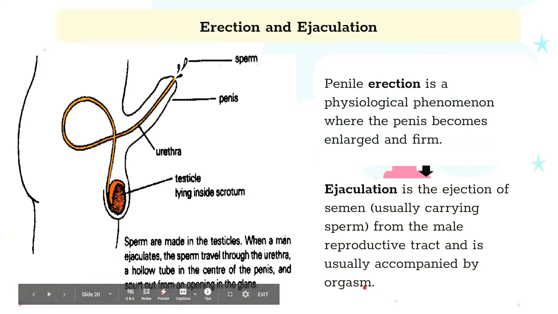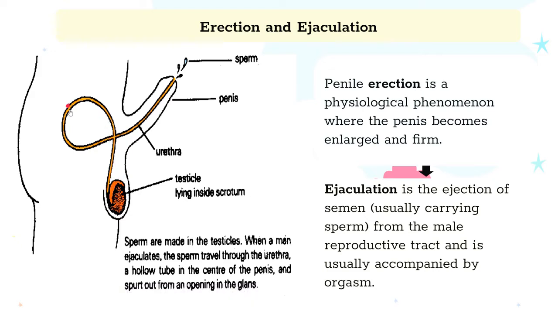Okay, so again, sperm cells are produced in the testicles. They travel out of the epididymis, then pass through different glands. They mix with the fluid semen, and then the penis becomes erect. Then the semen is now ejaculated out of the urethra.